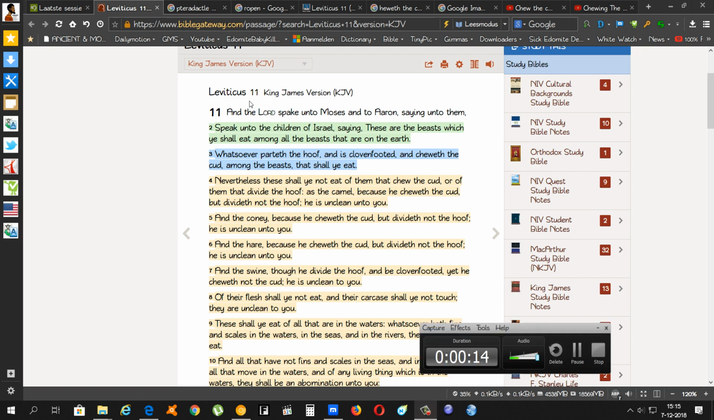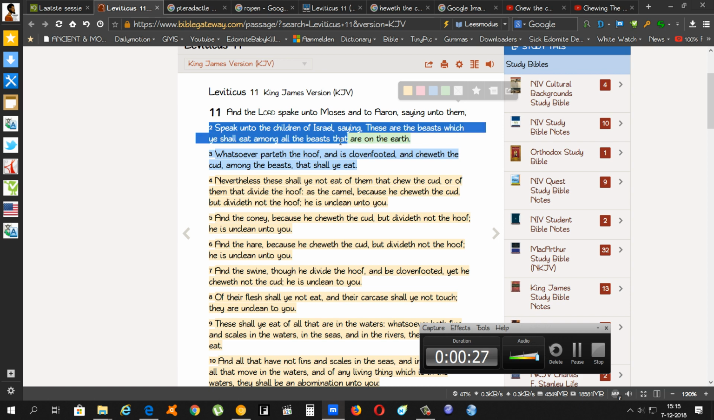Now, this is the book of Leviticus, chapter 11, titled Clean and Unclean Animals, What to Eat and What Not to Eat. And Yahweh spake unto Moses and Aaron, saying unto them, Speak unto the children of Israel, saying, These are the beasts which ye shall eat among all the beasts that are on the earth.